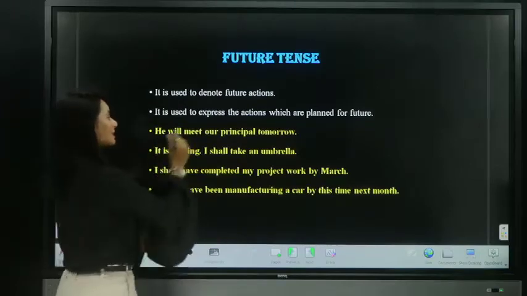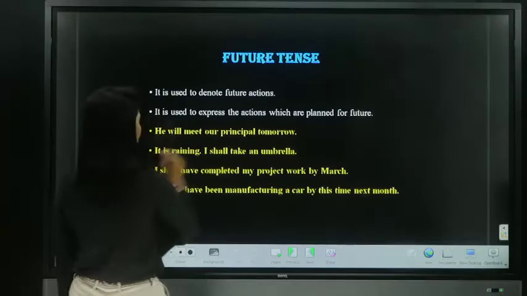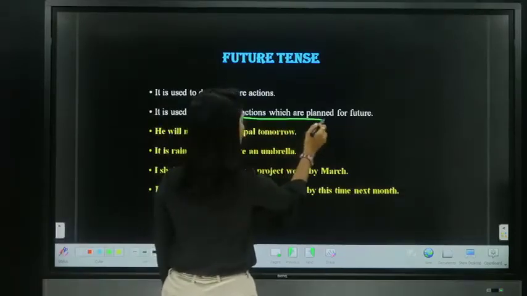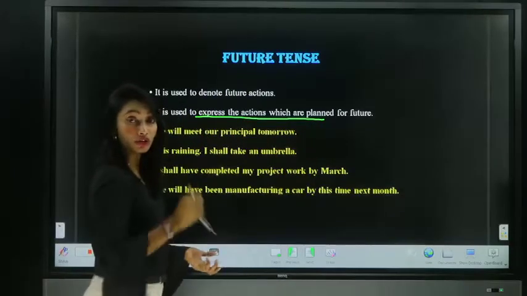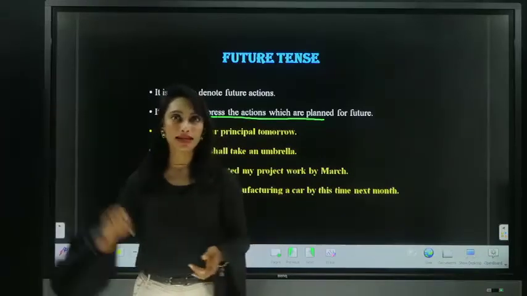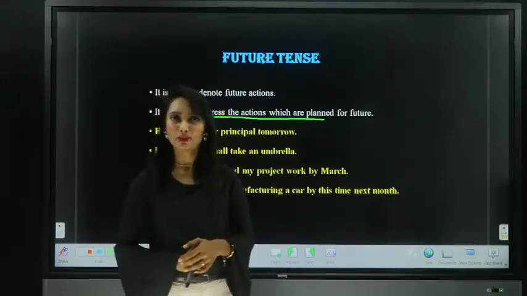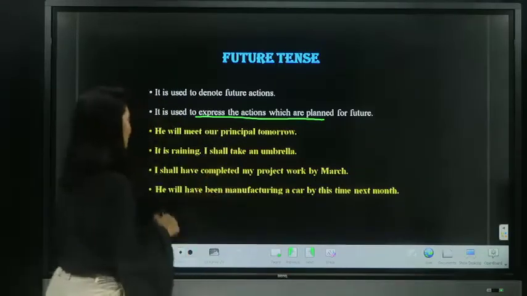They express actions which take place in the future. Future tense generally expresses the actions which are planned for the future. They do not have any connection with either present or past. It always talks about the future. And before going further, look at these examples.